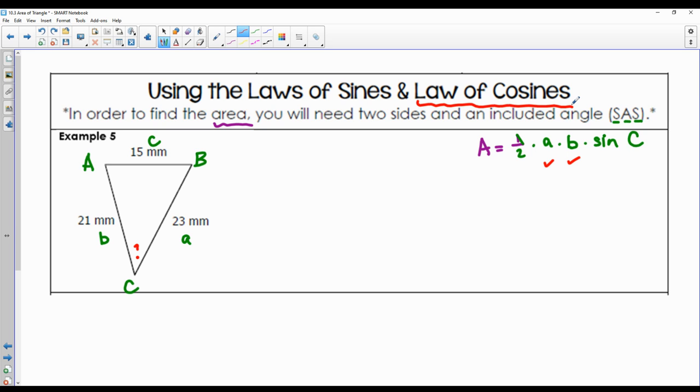The law of sines only works if you know two angles. So if you know two angles, use the law of sines. If you know side, angle, side, you don't even need to use this. Or if you know all three sides, then you're going to use the law of cosines.